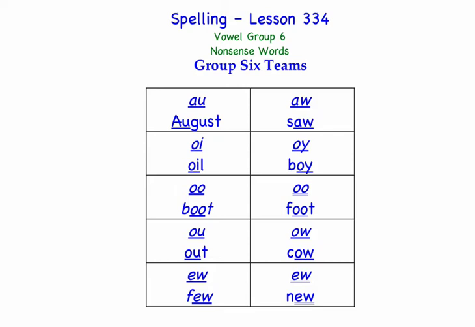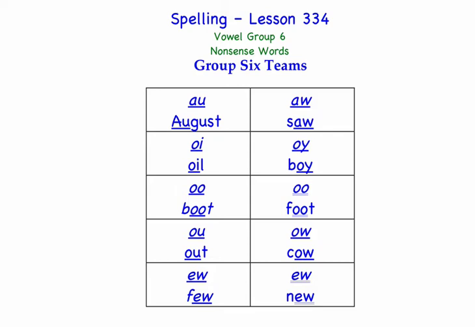Same is true for OI and OY. They both represent the sound oi, as in oil and boy. We use OI at the beginning or in the middle of the word, and OY at the end of the word. OO has two sounds.